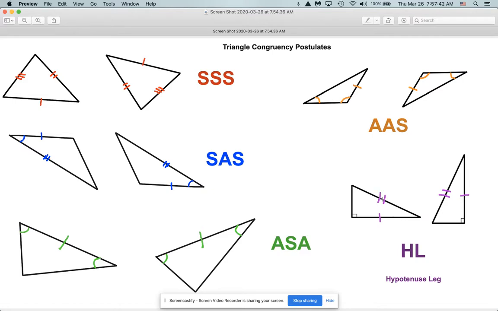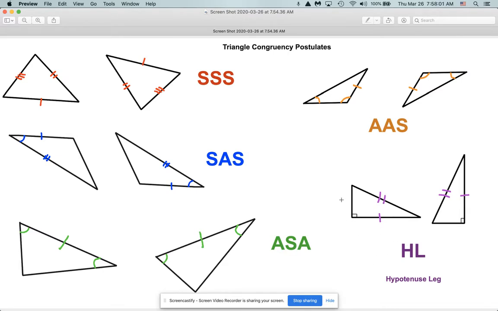Don't confuse it with side, side, angle, because that's the thing. It's a very special one that actually works. It's when the angle happens to be a right or a 90-degree angle. If this was any other degree angle, it wouldn't work. But if it's a right angle, then hypotenuse leg works.